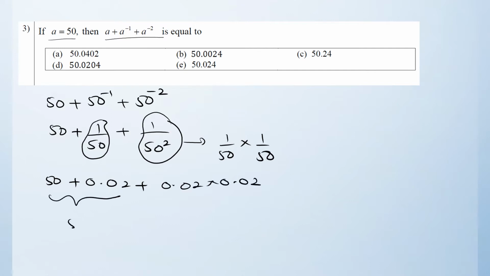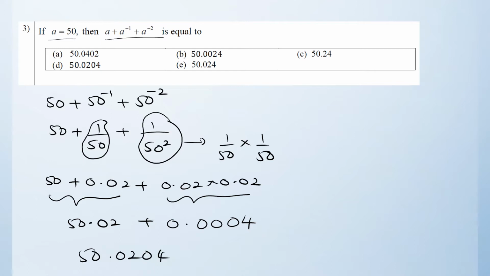By adding these, we have 50.02 plus, this is equal to 0.02 into 0.02, which is 4. We have to have 4 decimal places, so we have to have 3 more zeros. By adding these two, we have 50.0204. So the answer is D only.